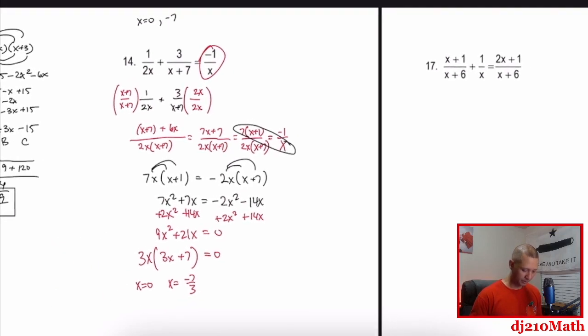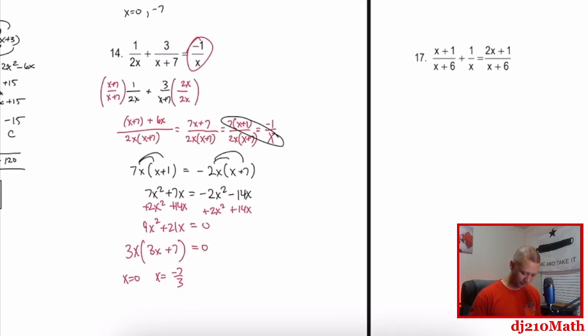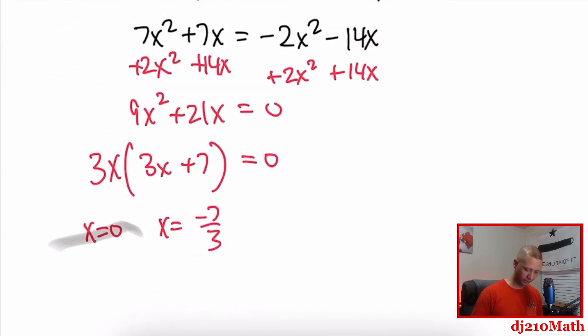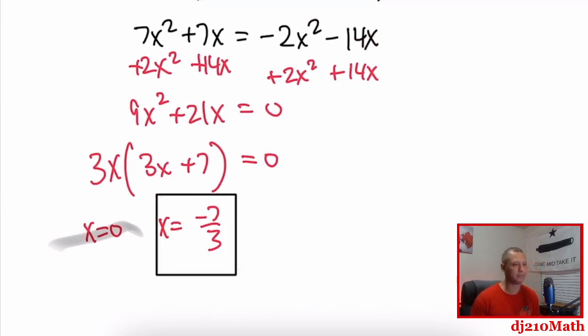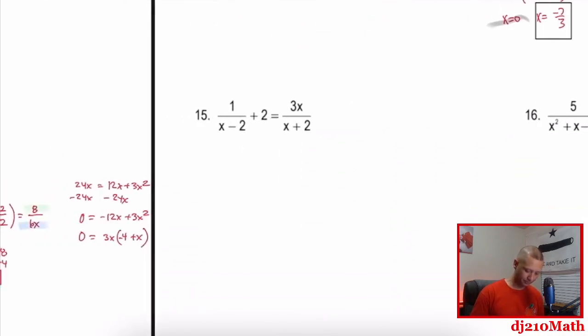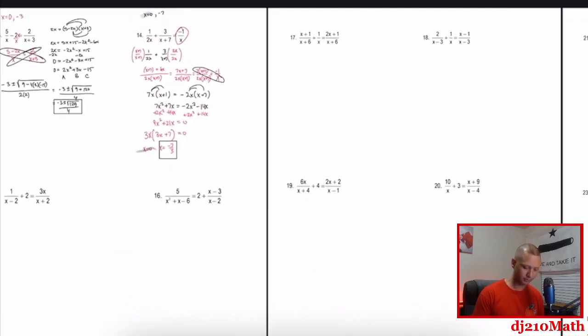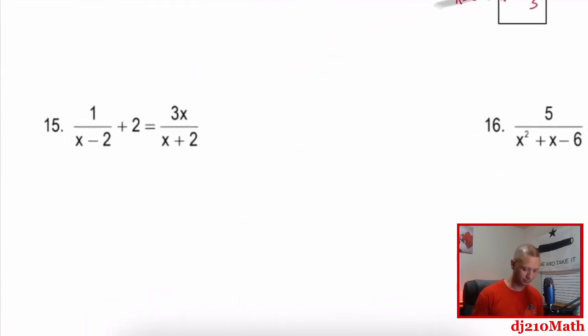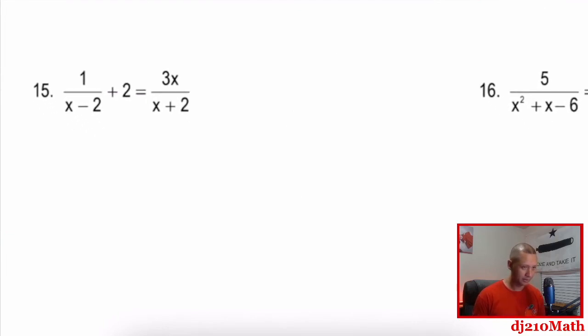What were our bad numbers? 0 and negative 7. So right away, this one's no good, right? So negative 7/3 is good. It is good. It's all good. Okay. How much more we got? All right. We're more than halfway. That's the good news.